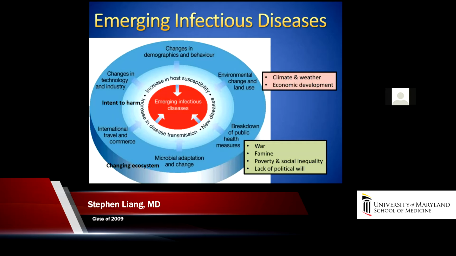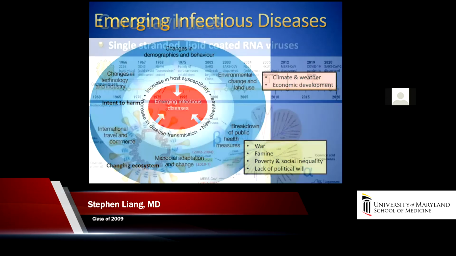We have microbial adaptation. So viruses and bacteria find ways to jump from host to host, from animals to humans, in the setting of a changing ecosystem. We have a smaller world where people are traveling by plane. You can be anywhere in the world within 12 to 18 hours. Certainly we worry about the intent to harm with biological agents, not so much the case with SARS-CoV-2 as far as we know, and certainly changes in technology and industry. And all these things really come together to create this perfect storm for an emerging infectious disease. And I think that you can say that COVID-19 is in many ways very much this story.